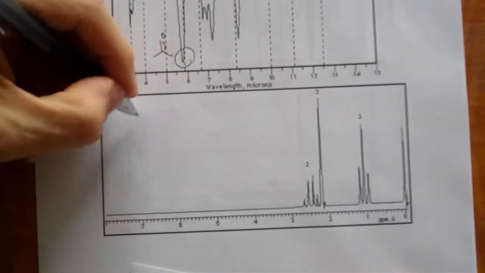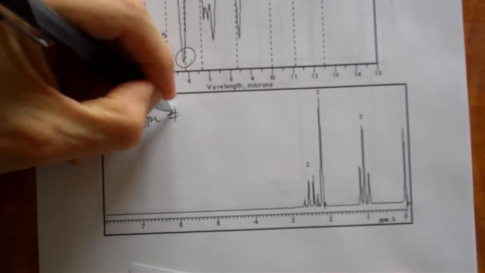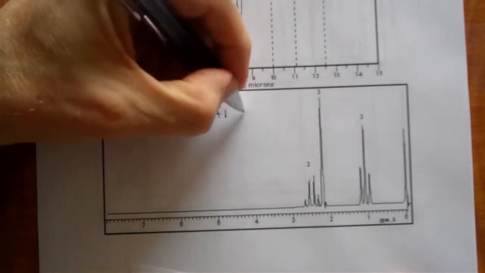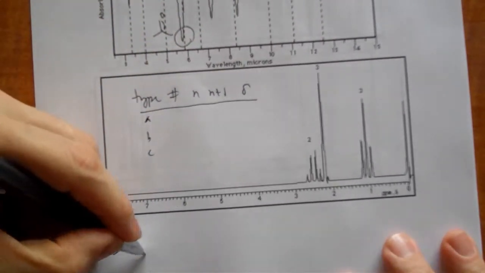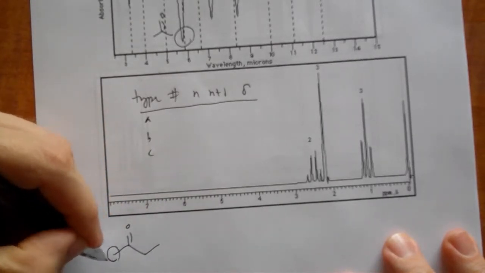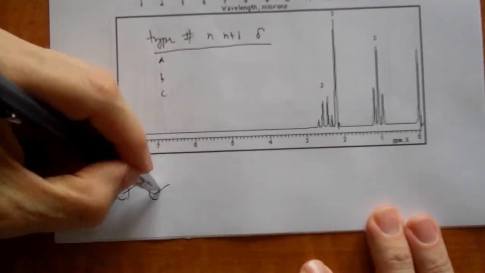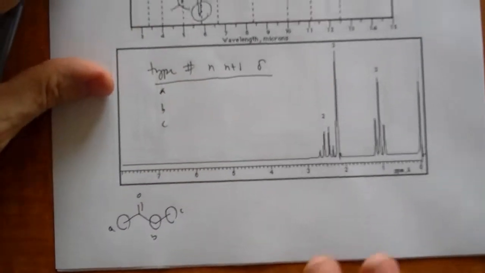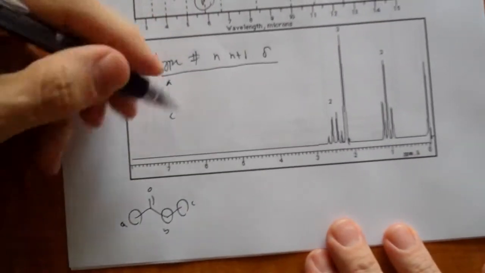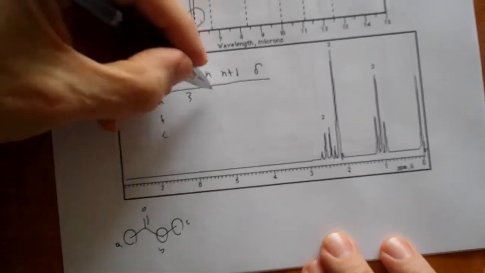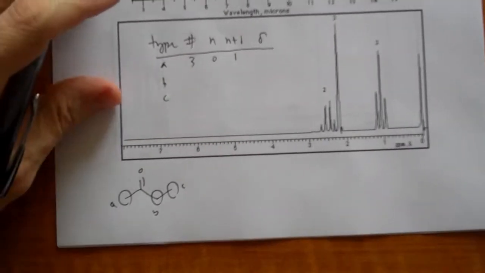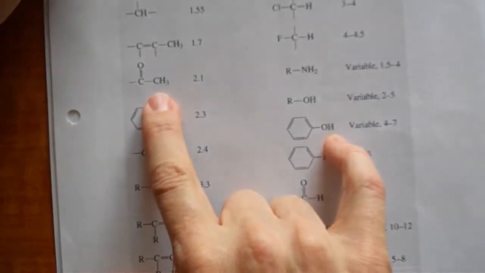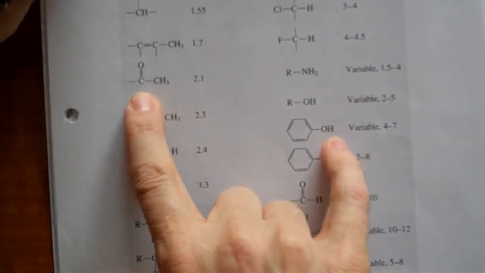So let's go ahead and write this out. Type, number, n plus 1, and shift for A, B, and C. I'm going to call that A, that B, and that C. Alright, so how many are A? 3. How many neighbors do they have? 0. It's going to be a singlet, and it's right next to a carbonyl carbon, which we found was right here, 2.1.